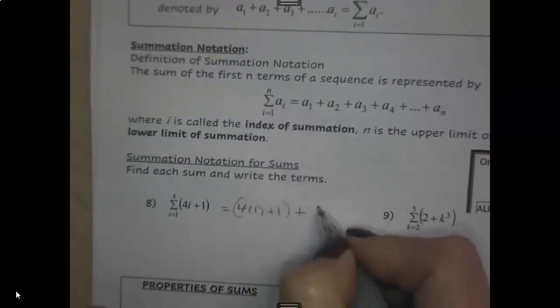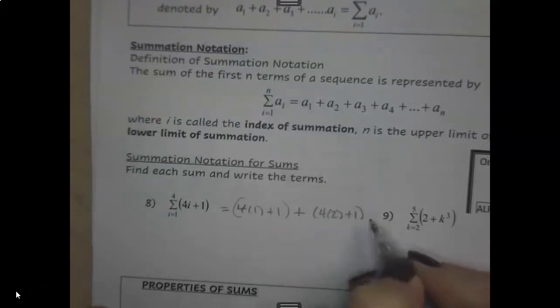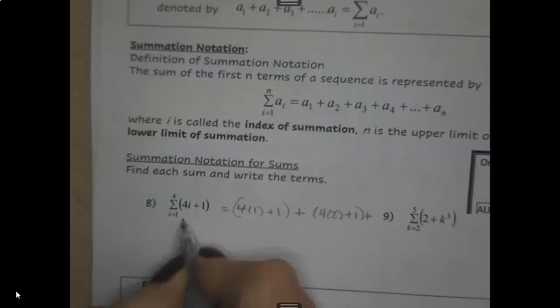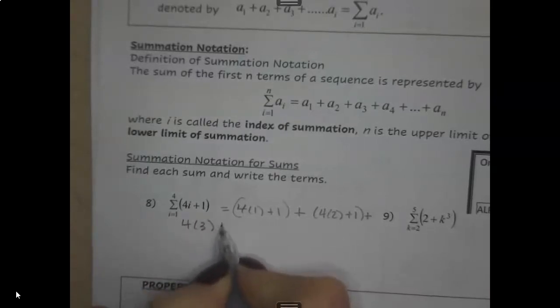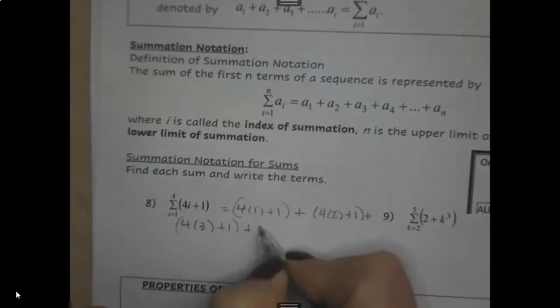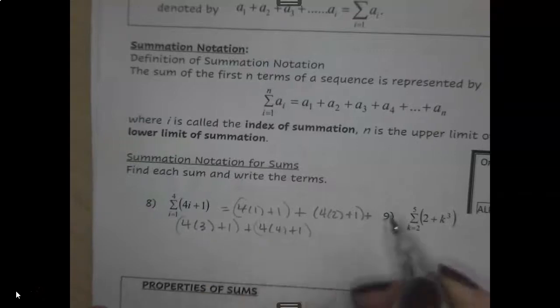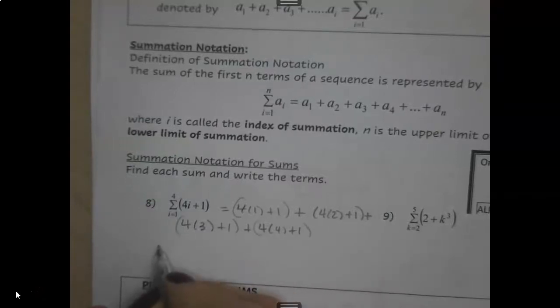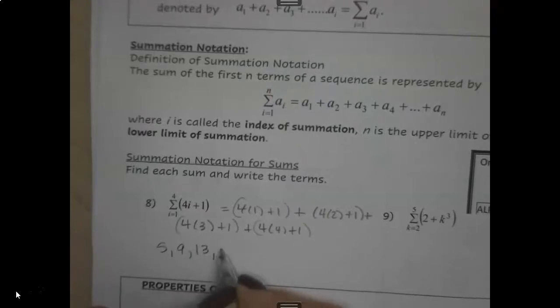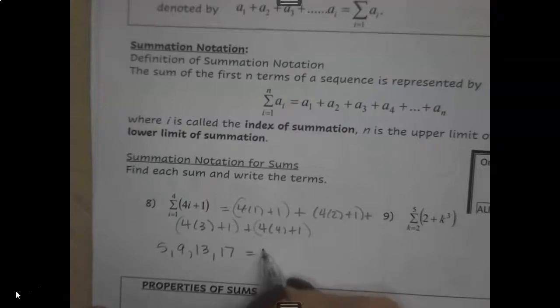Plus, so this is just very similar to what we were doing earlier, just kind of a different notation. It's telling us in a different way what we want to do. And we're only going to 4, so my terms would be 5, 9, 13, and 17. Now that's pretty straightforward to add up. We can just say equals 44.